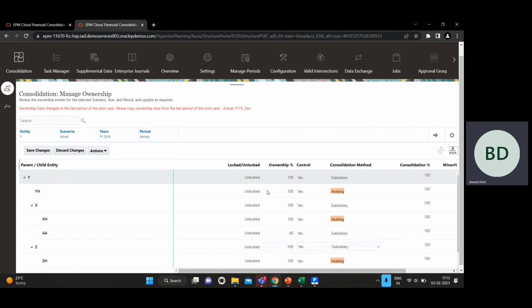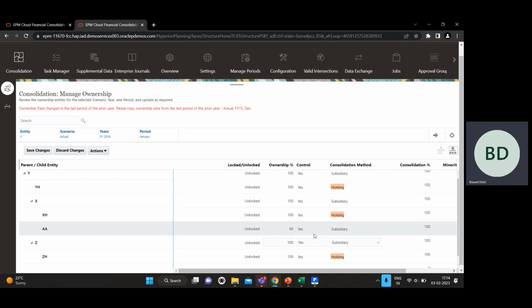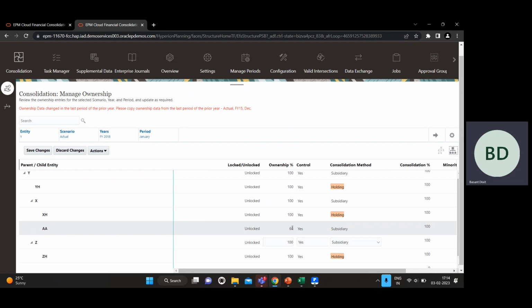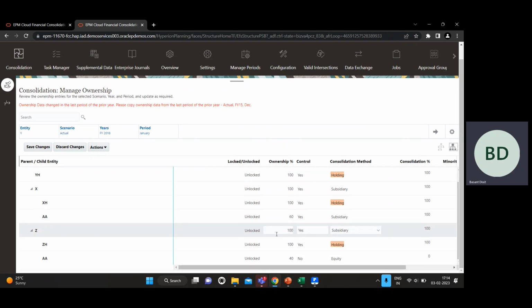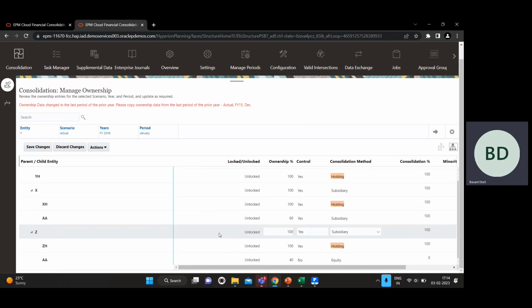Okay, so as you can see, we have 100% as YH, and further it has a sibling, that is X. Again, it is a subsidiary, and further X has a child, that is double A, which has a 60% stake, and further Z again has a 40% stake in double A. So this is how the hierarchy has been made.